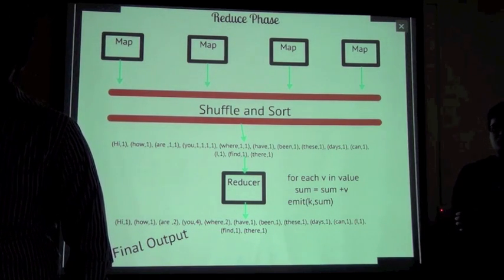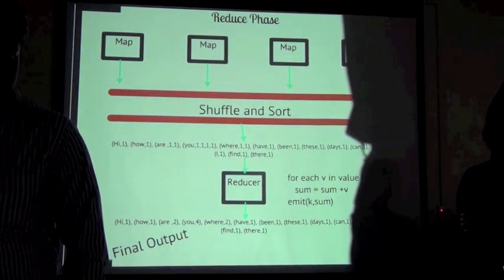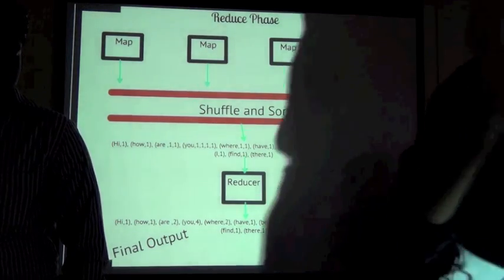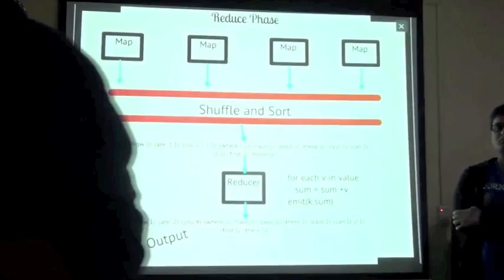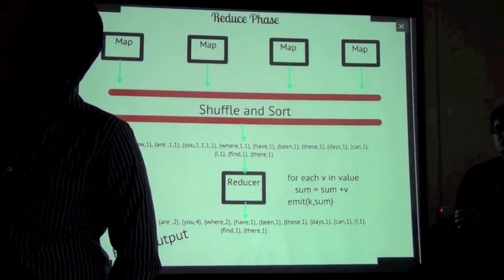So if there is a block which is 64 MB and it has 20,000 lines, how many times will the map function be called? Making sense? That's how it works. Does that answer your question? It is always unique, yeah.